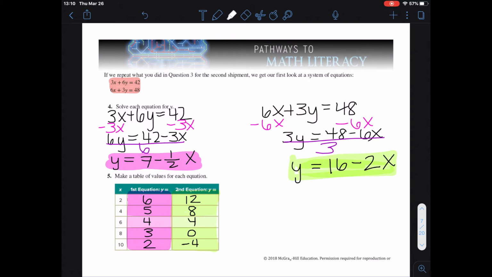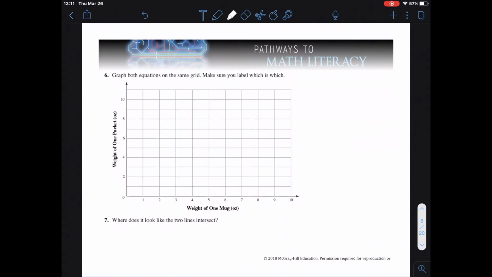So what that's going to tell me is for x equals 6, the y is the same. So the x and y are the same for both equations, which is exactly what we want. Okay? Because I want a solution that works for both of them. The same x and y have to satisfy both equations. So if we go ahead and graph these two, we've got y equals 7 minus 1/2 x. And then we've got y equals negative 2x plus 16, or 16 minus 2x.